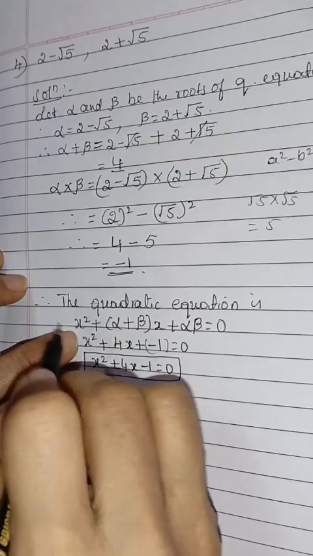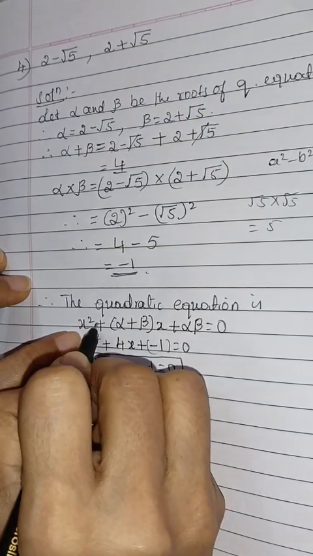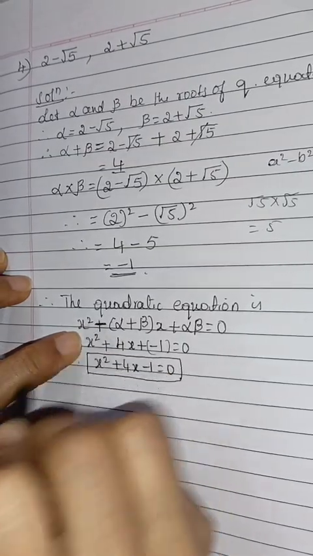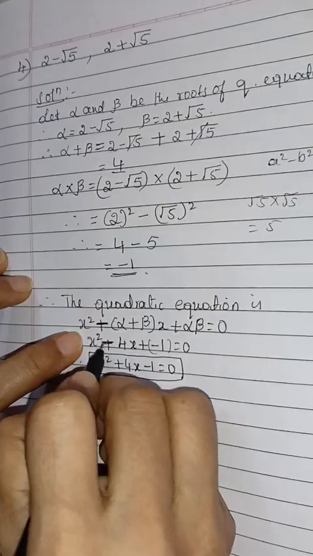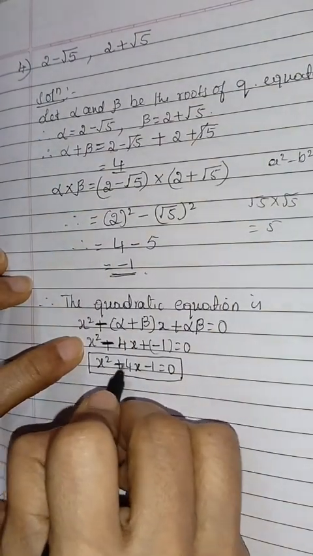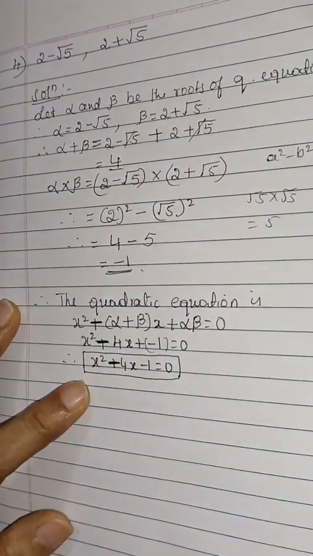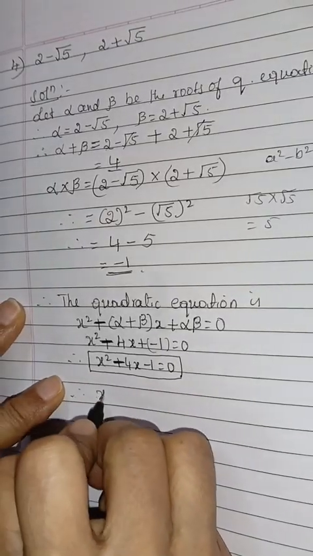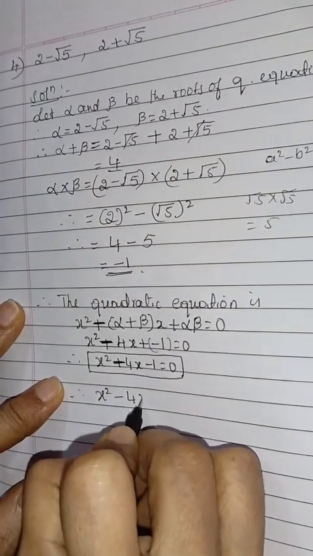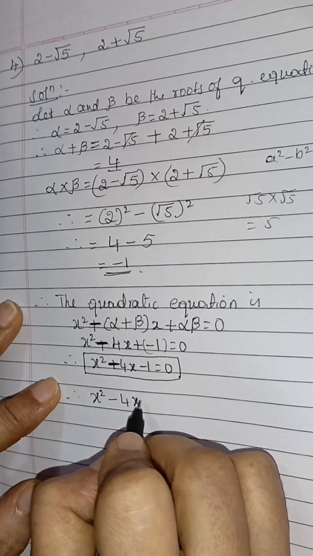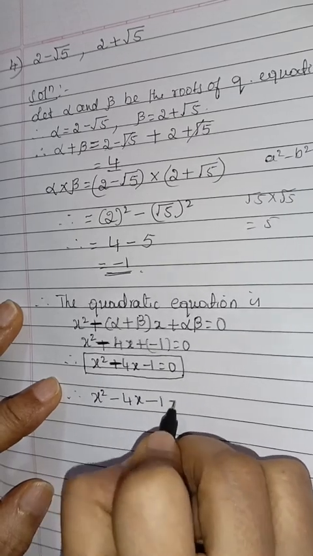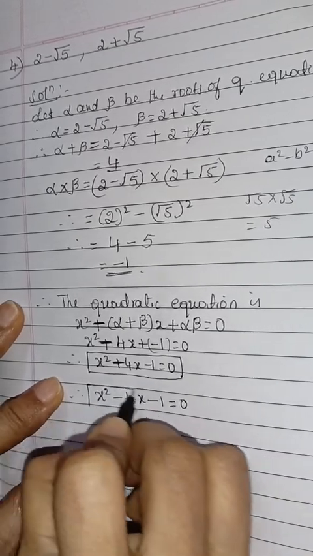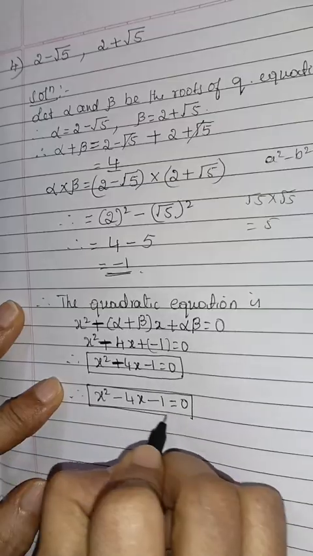See, here the formula is x square minus (alpha plus beta) x, so here it is minus. So x square minus 4x, and here it is again minus 1 equal to 0.